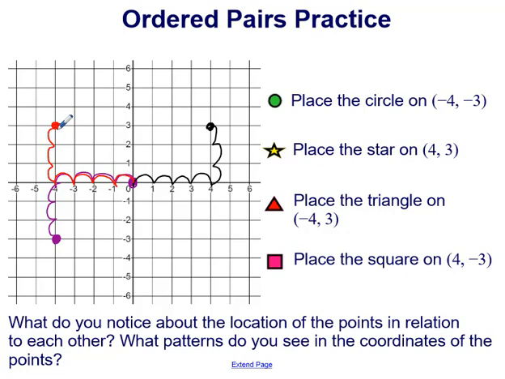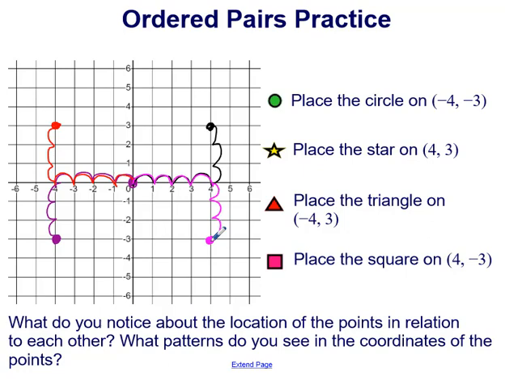And then placing the square on 4, -3. So that tells us to go right 4 and down 3. So that's where we would place the square.